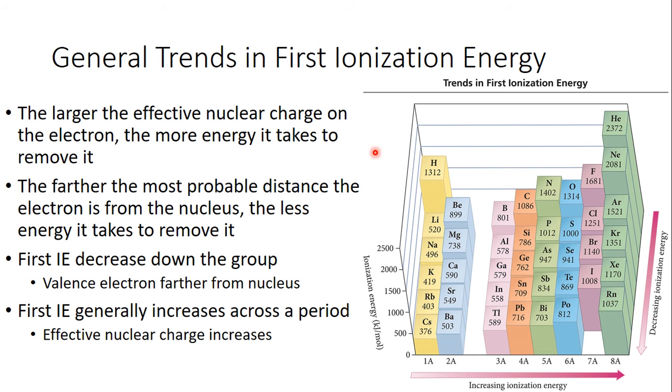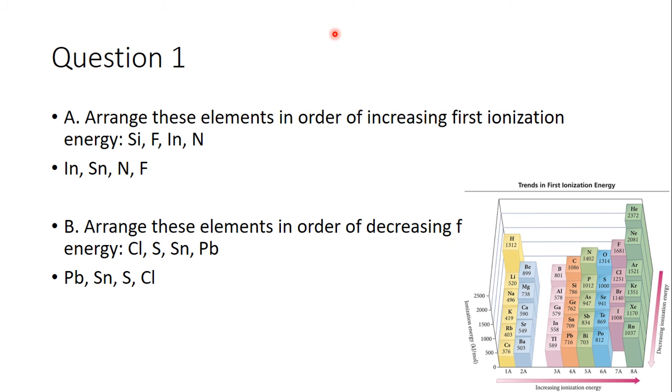And the general trends are, when you move from left to right on the periodic table, your ionization energy increases. As you move from down to up, it also increases. So the bottom left is the lowest amount of ionization energy. The top right is the highest amount of ionization energy. So we're just going to get used to that trend.